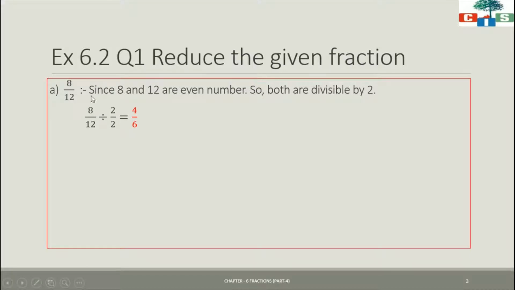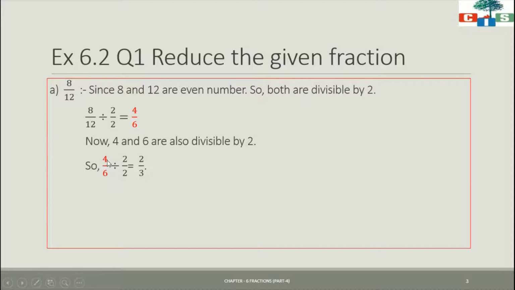When we divide 8 by 2, we'll get quotient 4. And when we divide 12 by 2, we'll get quotient 6. Now we have the fraction 4 upon 6. But again we can see that 4 upon 6 is not in its lowest form. It is not in the reduced form, because 4 and 6 are even numbers, we can easily divide them by 2. So we will again divide the new fraction, 4 upon 6, by 2.